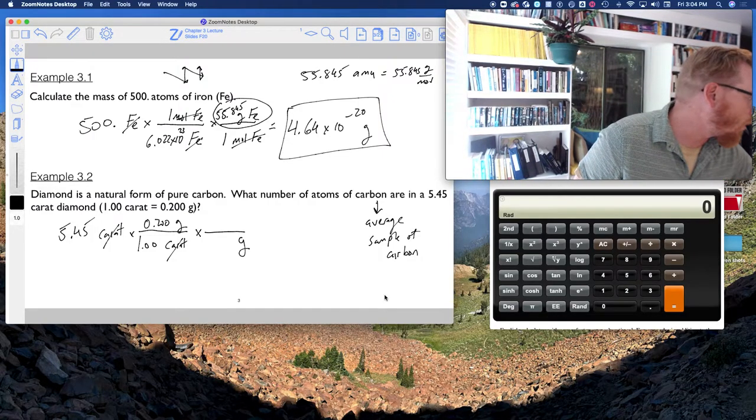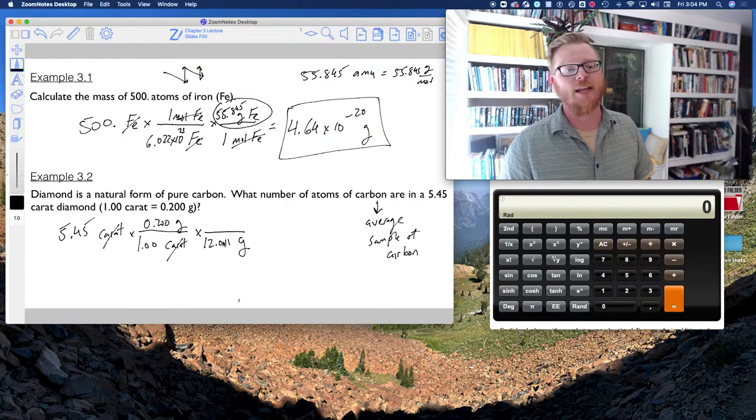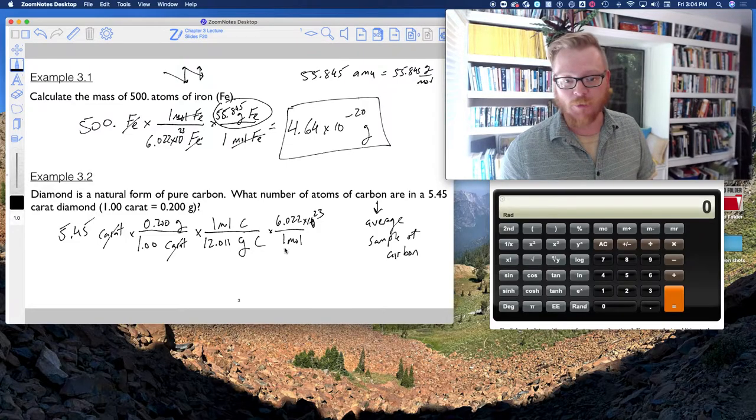Periodic table mass of carbon is 12.011. You just use all the sig figs. Why not? You can do the estimation later because this is all multiplication and division anyways. So that's now 12.011 grams of carbon in 1 mole of carbon. And now I'm trying to get to number of atoms. So I know in 1 mole, there's 6.022 times 10 to the 23, and that's going to give me my number of carbon atoms. So this was mole of carbon, that's carbon atoms, so grams and grams of carbon cancel, mole and mole of carbon cancel, and I'm left with now just atoms.